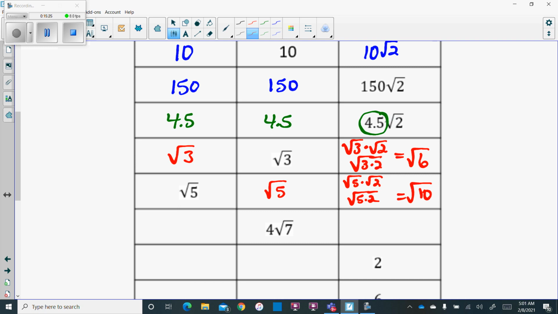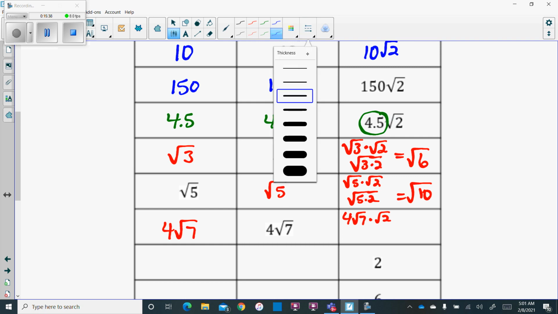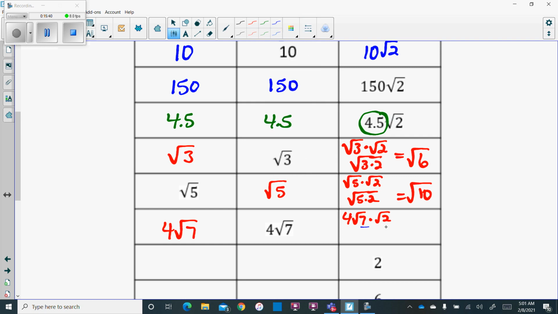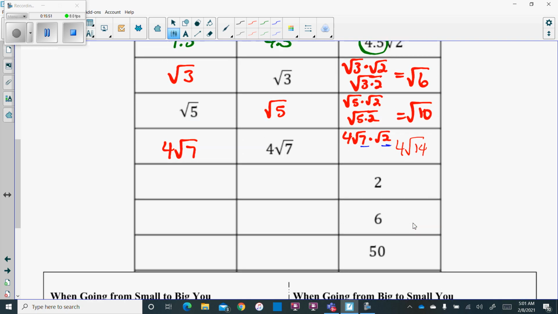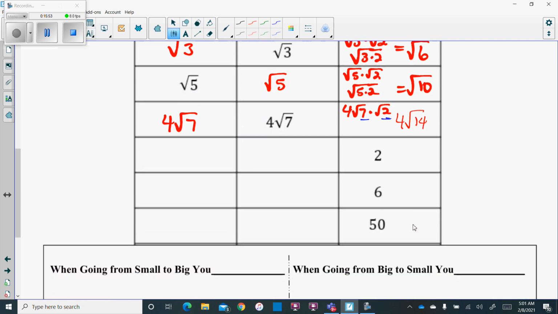So same thing here. If this leg is 4 root 7, then the other leg is 4 root 7. So this is really going to be 4 root 7 times root 2. And the parts that get multiplied together are what's inside. So this becomes, you keep your coefficient, 4 root 14. All right, now what if we have the hypotenuse and we have to get back to the leg?